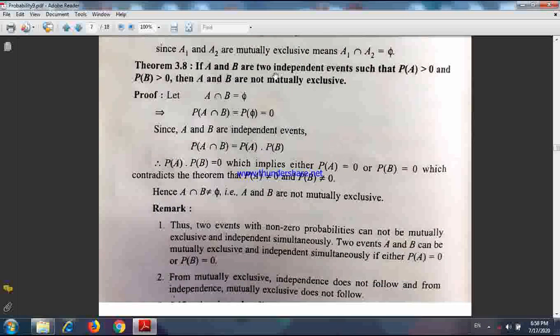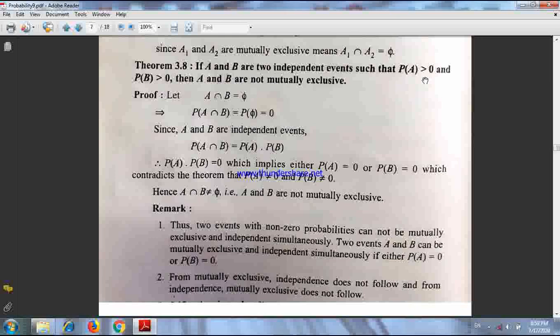See, if A and B are two independent events such that PA greater than 0 and PB greater than 0, strictly greater than 0, then A and B are not mutually exclusive. That means two independent events cannot be mutually exclusive if the events are possible. Possible means strictly greater than 0. They happen with some kind of certainty. May not be with full certainty, but the possibility is there. So if the two events are possible, possible means PA greater than 0 and PB greater than 0, and if they are independent, then they cannot be mutually exclusive.